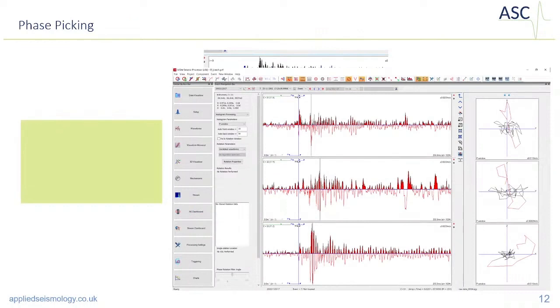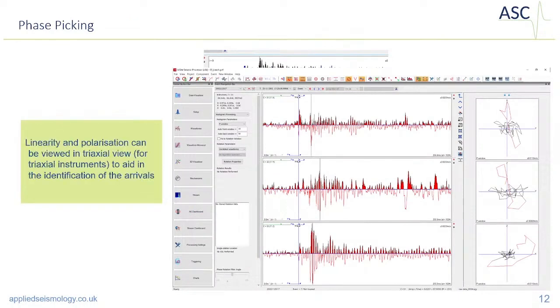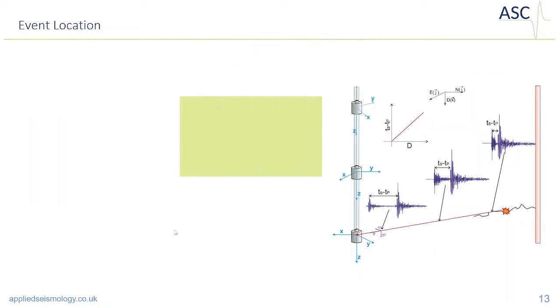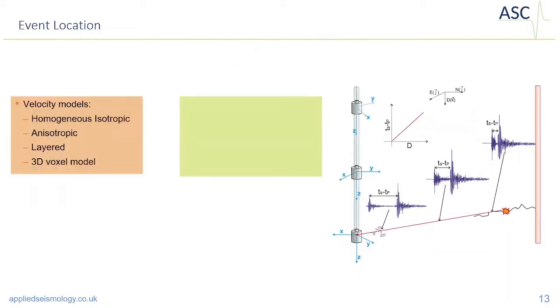When we go into event processing, the first essential step is the phase picking. Phase picking can be done in multiple ways, can be customized, or in fact automated if you want. You can incorporate not only amplitude and arrival, but also take into account linearity and polarization of the trace. The next step will be event location. InSite incorporates the ability to work with multiple velocity models, such as homogeneous isotropic, anisotropic, layered, or a full 3D voxel model.